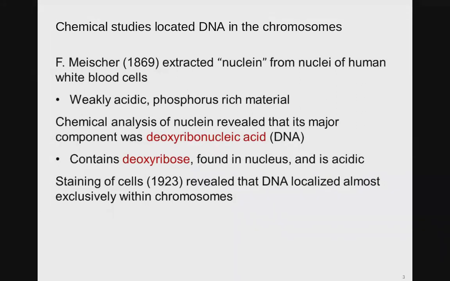We know DNA is chock full of nitrogen and phosphorus. And then further chemical analysis revealed that its major component was deoxyribonucleic acid, or DNA. Makes sense, as we know. It contains deoxyribose, is found in the nucleus, and it is acidic. So that is 1869, about 100 years before Watson. Almost. In that ballpark. Back in 1923, we had staining of cells that revealed that DNA was localized almost exclusively within chromosomes, with a little bit of it found in your mitochondria or chloroplasts, if you're a plant.